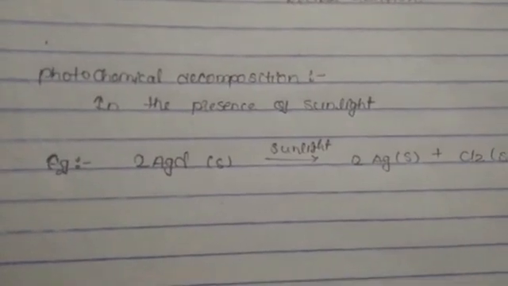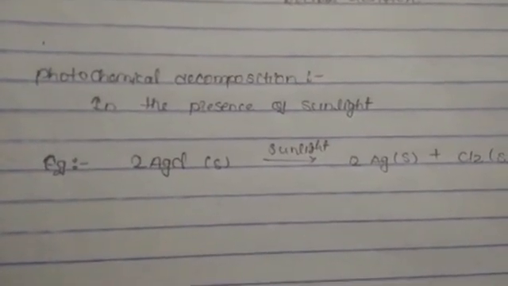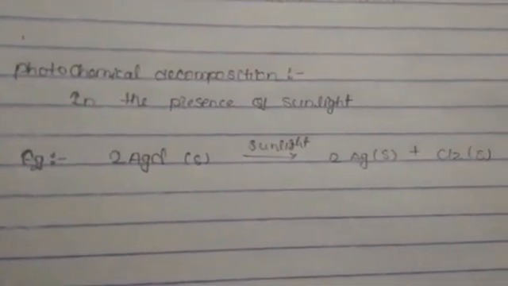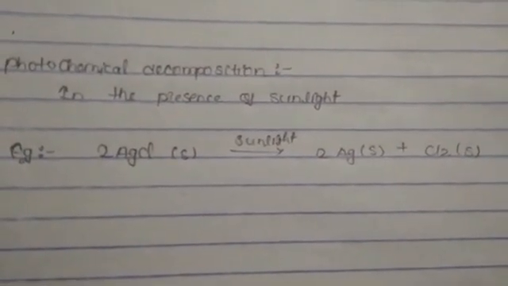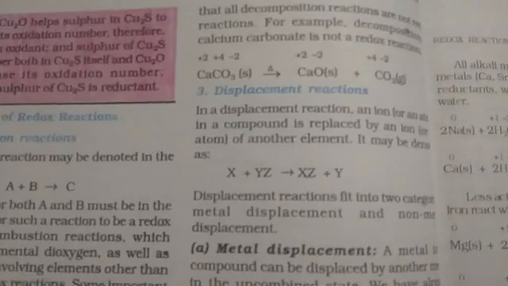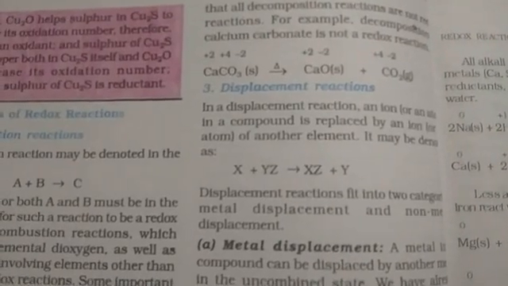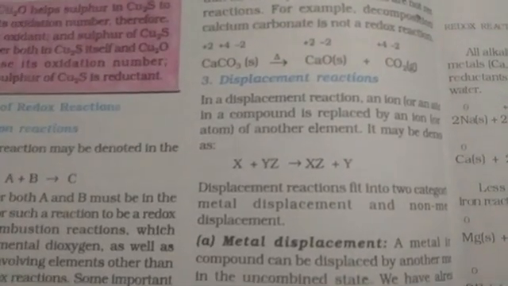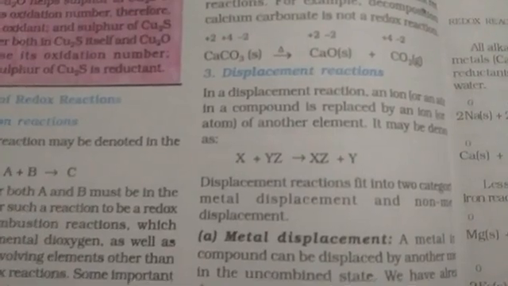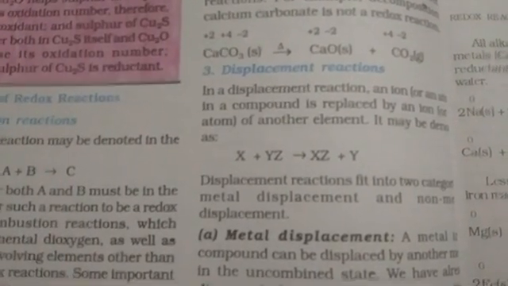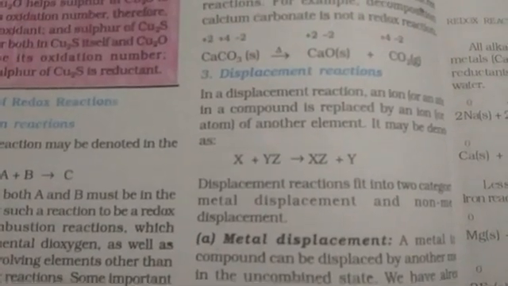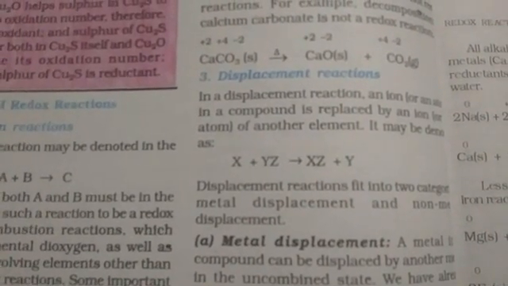Here you can see silver chloride, in the presence of sunlight, breaks into silver plus chlorine. Now we move to our third type of redox reaction. The third type of redox is displacement reaction.